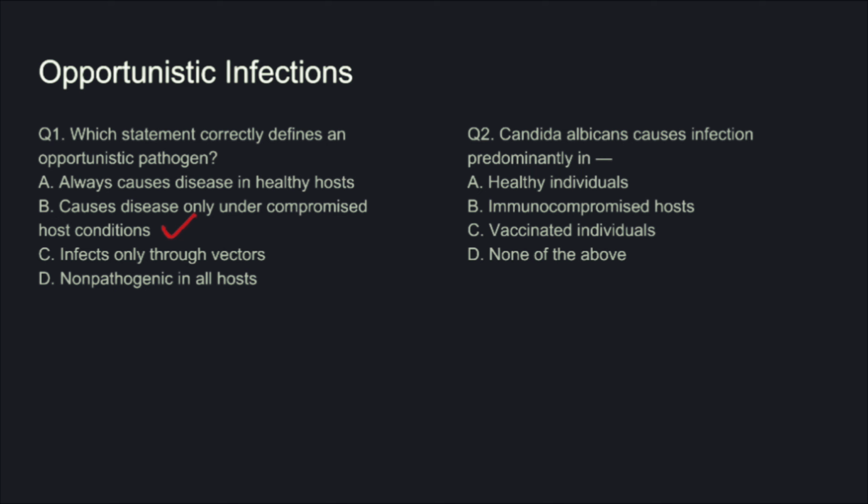Question 2. Candida albicans causes infection predominantly in. Options are A, healthy individual, B, immunocompromised host, C, vaccinated individual, D, none of them. So correct answer for this question is option B, immunocompromised host.